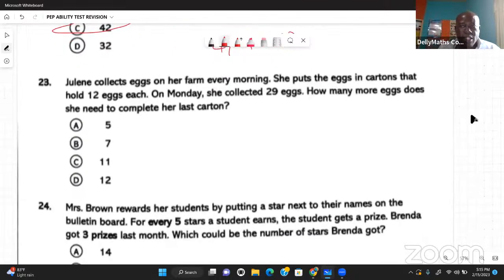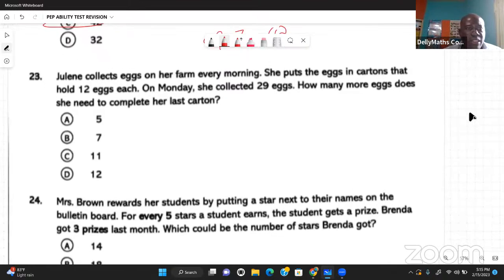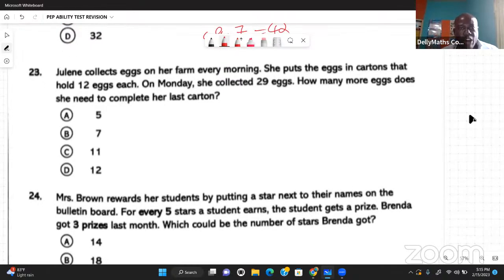All right, now let's look at 23. We have a couple of minutes to go. Julene collects eggs on her farm every morning. She puts them in cartons that hold 12 eggs each. On Monday, she collected 29 eggs. How many more does she need to have a full carton? So you want to know how many more eggs she's going to need.